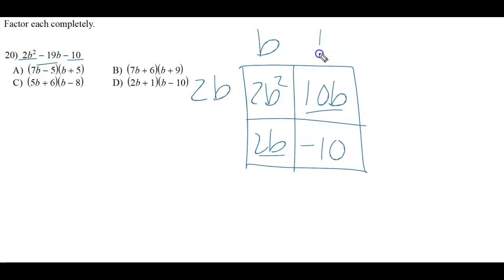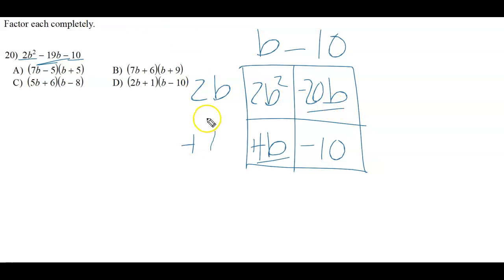How about 10 and 1? Let's see if that works. All right, 2 times 10 will be 20b, and 1 times b will be 1b. Well, 20 and 1 actually can combine together and make negative 19, but that's only going to happen if the 20 is negative and the 1's positive. So that means the 10 is negative and the 1's positive.